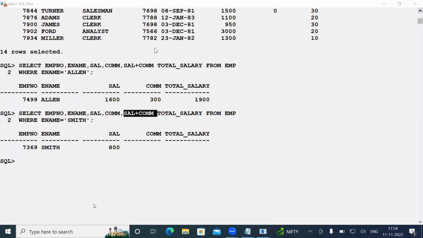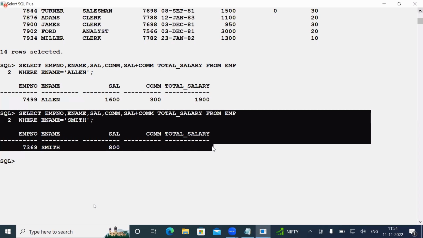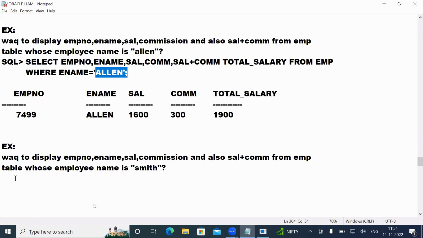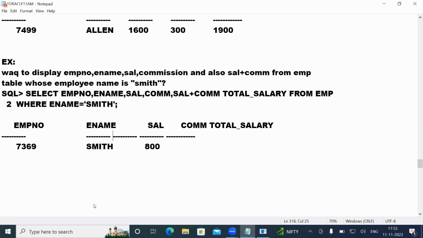Now 800. But what was it showing to me? Null is showing. So now this is the problem of comparison. That means when you want to do some calculations, whenever you do arithmetic operations with null, it shows a wrong result. Got my point? This is your wrong result.